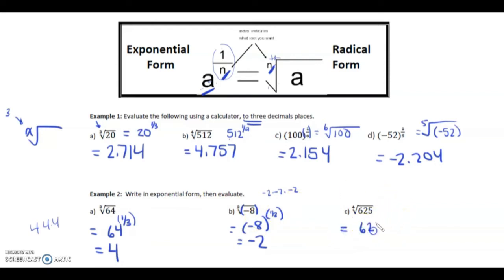Okay, and this is 625 to the 1/4. And I get 5. Okay, again, in other words, 5 times 5 times 5 times 5 will equal 625, right, because it's quarter rooted.